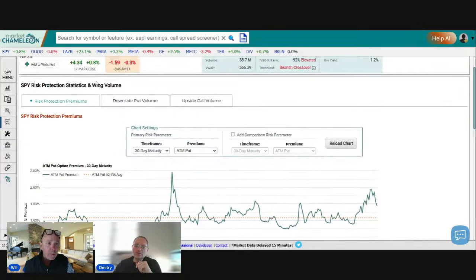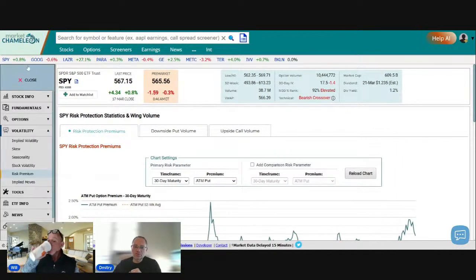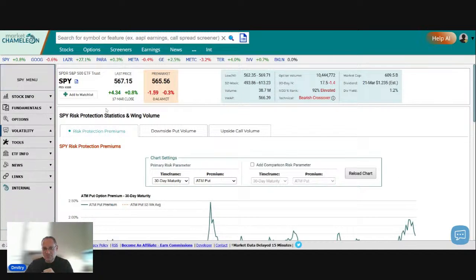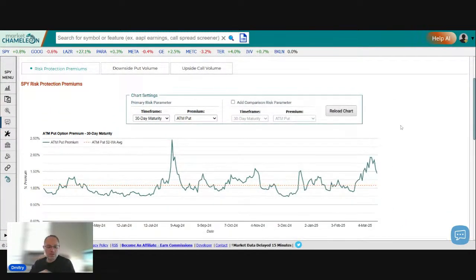So type in the symbol in the search box. And after you type in the symbol, on the left-hand side, you have a menu. Click on volatility, and then click on risk premium. Thank you. Yep. And close this menu. And so you'll land on this page, and you see by default you have this chart.